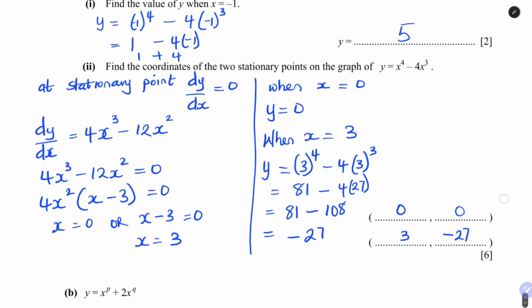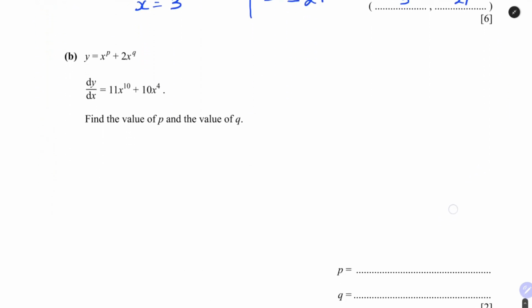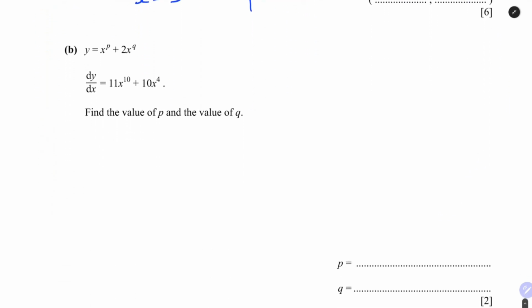Okay, so that is that on that particular question. And the final question on this paper. y is given as x raised to power p plus 2x raised to power q. dy/dx is given by 11x raised to power 10 plus 10x raised to power 4. So we've been told that this function has been differentiated. What we need to do is to actually differentiate the function y and then see what we have.